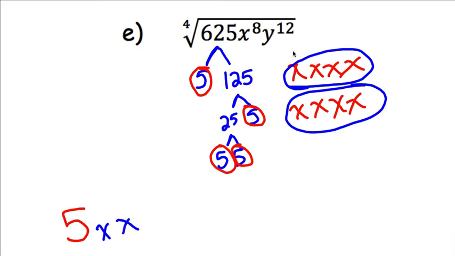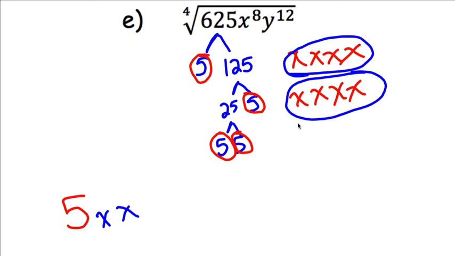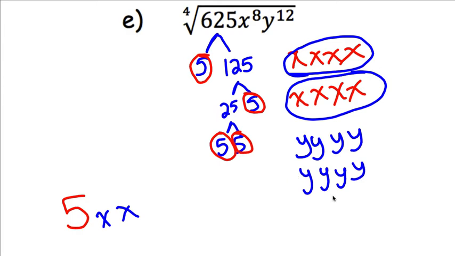And now look at your y's. I have 12 y's. That's a lot of y's to write. So let's start writing. I need to write 12 of them. I'm going to write them 4 at a time. 1, 2, 3, 4, 5, 6, 7, 8, 9, 10, 11, 12.